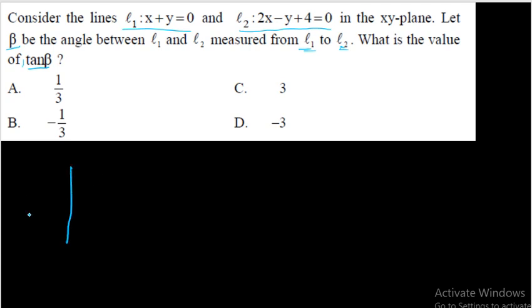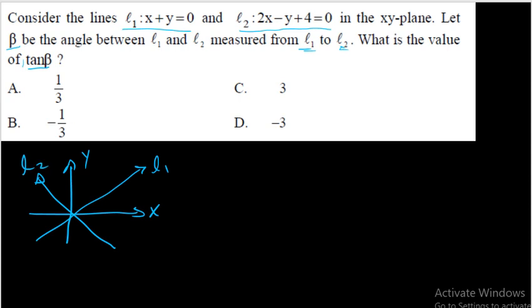So remember, in the xy plane, assume this is the x-axis and this one is the y-axis, and if we have two lines, let's say this one is L1 and another line, let me draw here, L2. Obviously when two lines cross each other, they make an angle between them. This angle, measured from L1 to L2, let it be beta. So how do we get tan of the angle beta?